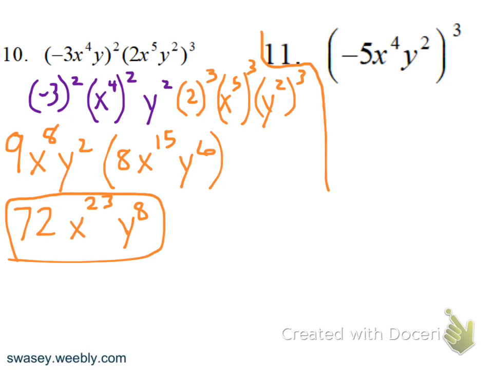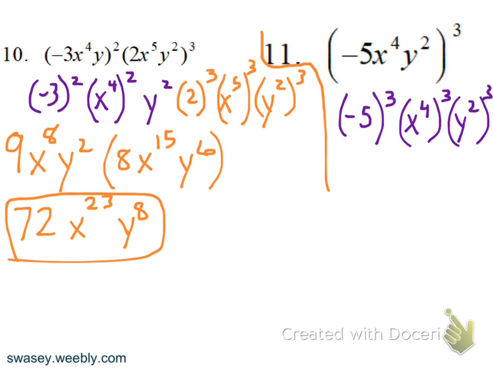Number 11, you've got a product to a power, so raise each factor to the power. So negative 5 has to be cubed, x to the fourth is cubed, and y squared has to be cubed. Negative 5 in parentheses cubed, negative 5 times negative 5 is positive 25, times negative 5 is negative 125. Power to a power, you multiply exponents. 4 times 3 gives us 12. Power to a power, multiply exponents. 2 times 3 gives us 6.